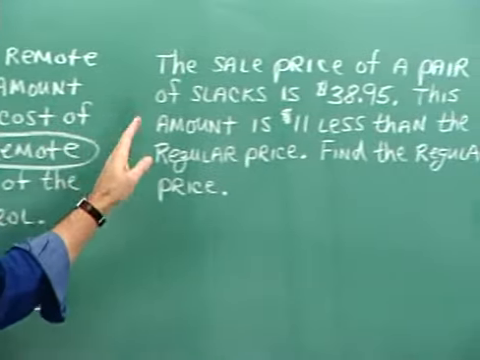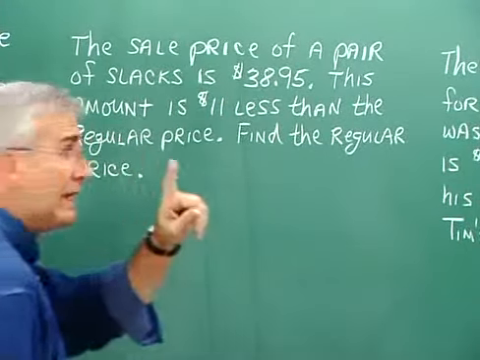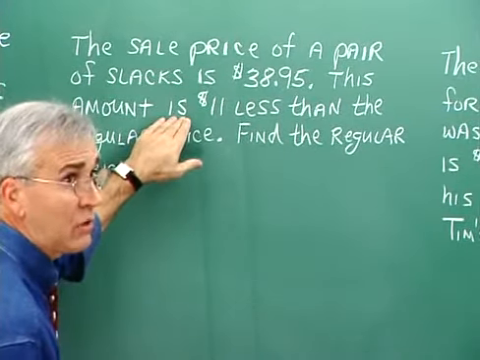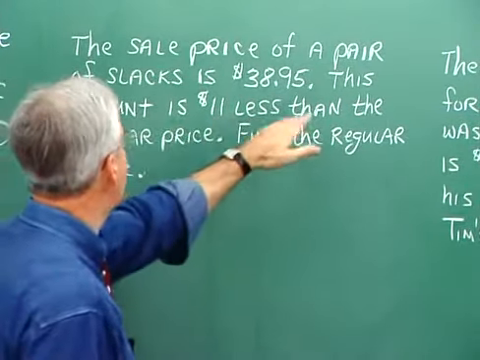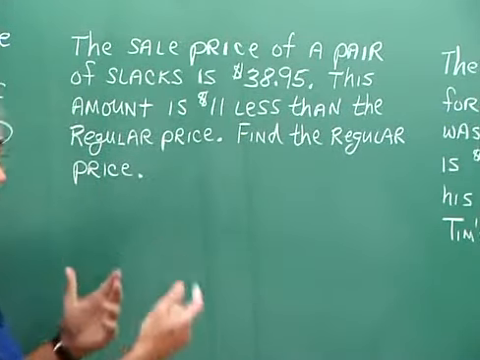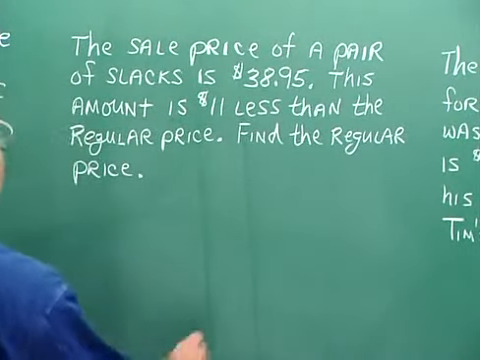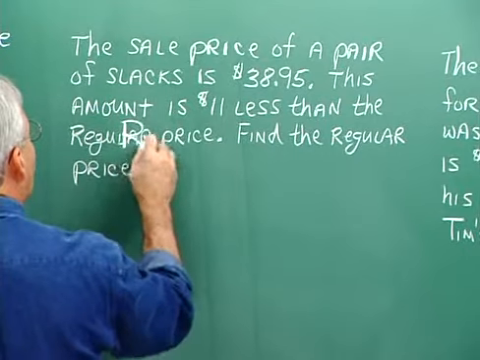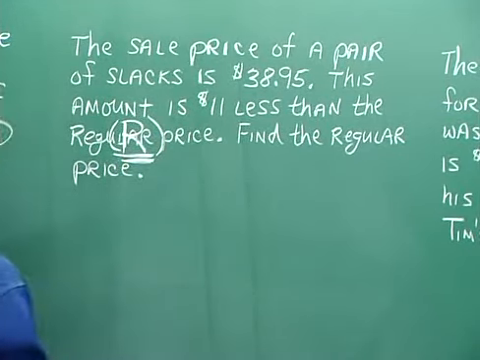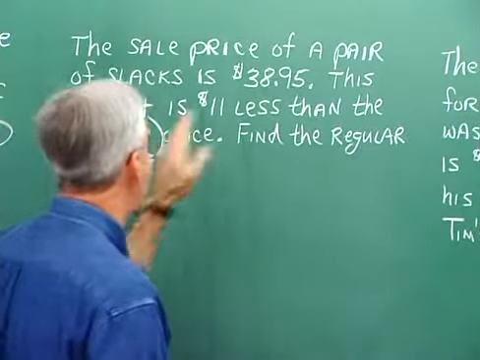The sale price of a pair of slacks is $38.95. This amount, again referring back to an amount given in the previous sentence, this amount is equal to $11 less than the regular price. Find the regular price. The regular price is the unknown quantity here. We'll let a letter stand in for it. Let's let the letter be R for regular price. So $11 less than the regular price means $11 less than R.